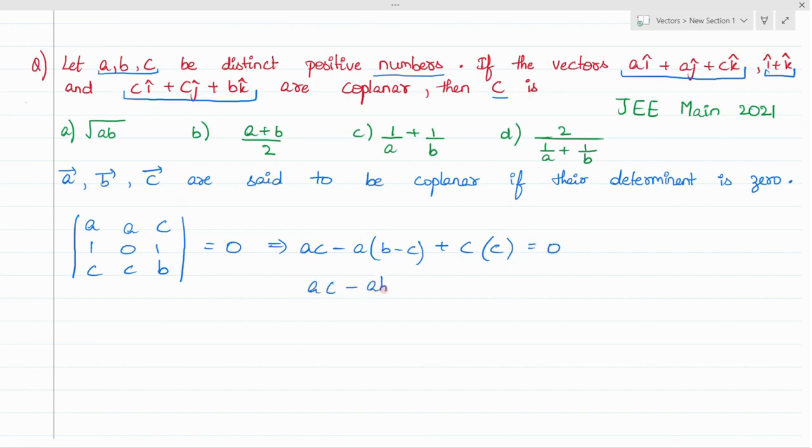Here ac minus ab plus ac plus c square is 0. Here it becomes minus ac. So this and this gets cancelled. c square is ab. From here c is nothing but under root ab. So option A is the correct answer to this question.